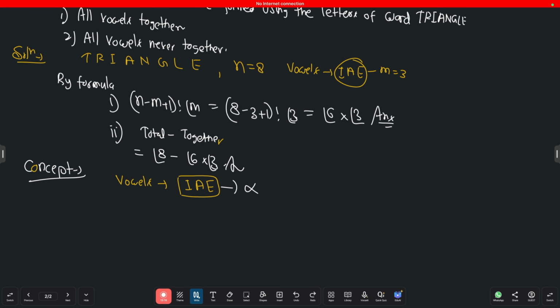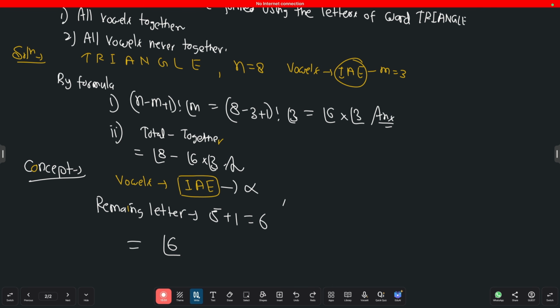Okay. Now how many letters remain? Because this is a single letter alpha, and total how many letters were there? Total 5 plus 1, this also, so 6. So the remaining letters are 5 plus 1, 6. Whenever you put alpha, it means I, A, E are always together. So the total answer will be 6 factorial, because now all are different.